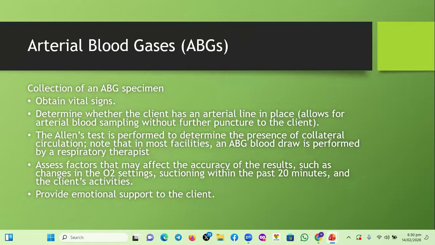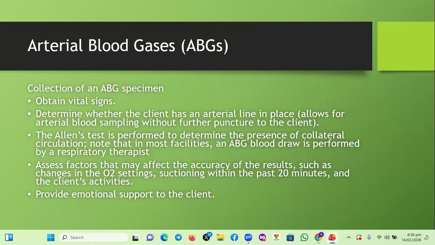Then one test that is done before the sample is taken is the Allen test. I believe we have come across the Allen test, so we'll go through it as well and know what goes into it. The Allen test is performed to determine the presence of collateral circulation. Note that in most facilities, an arterial blood gas sample is mostly drawn by the respiratory therapist. But you need to know how the Allen test is performed.